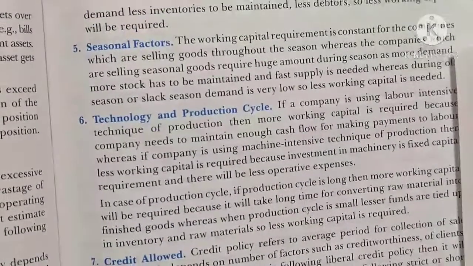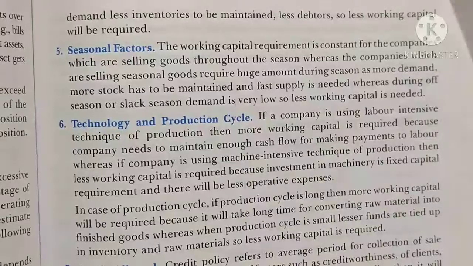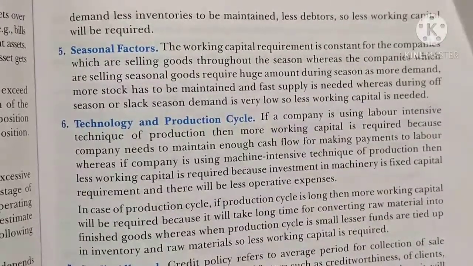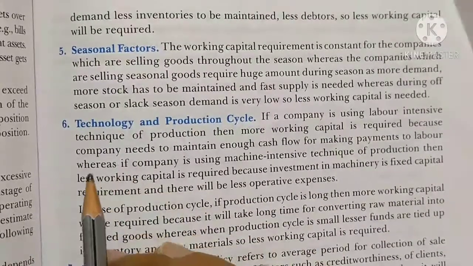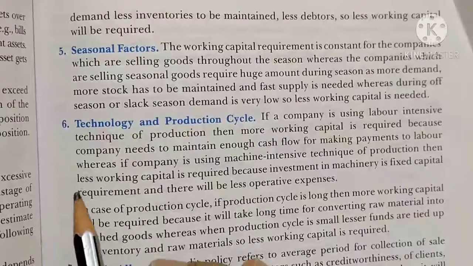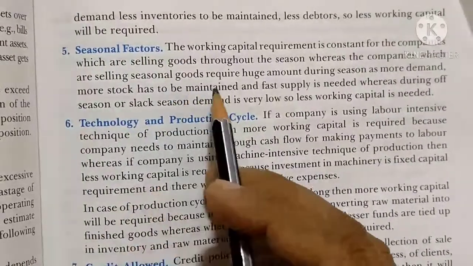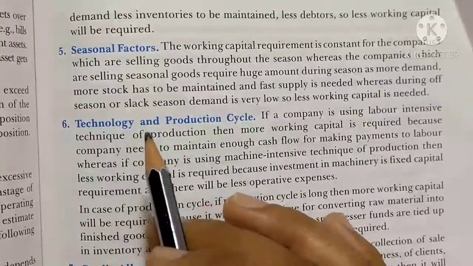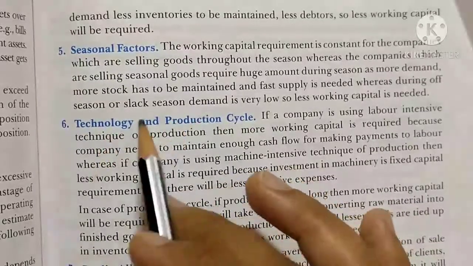Then comes seasonal factor. It means whether the season is favorable or unfavorable. Like in summer season we need ACs, there is more demand for AC. So at that time we need more workers, more production, more labors, and more working capital. But if we're talking about AC only, in the winter season we don't need AC, so at that time we need less working capital for this product.